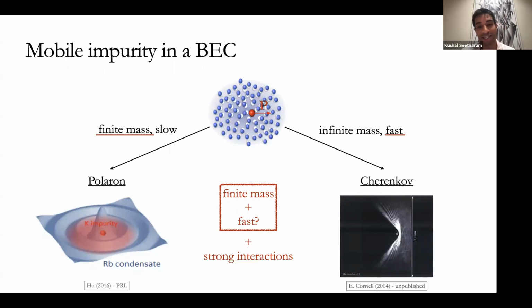Conversely, on the Polaron side of things, if I now take this Polaron and I start increasing its speed to be very quick, it's not clear that it forms the same type of quasi-particle that we're used to understanding, especially if you're doing it in a far from equilibrium setting.